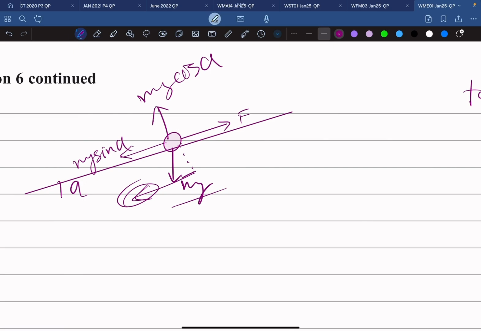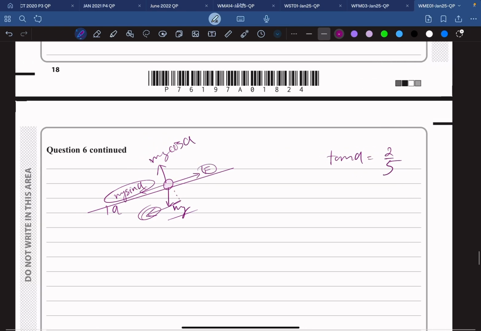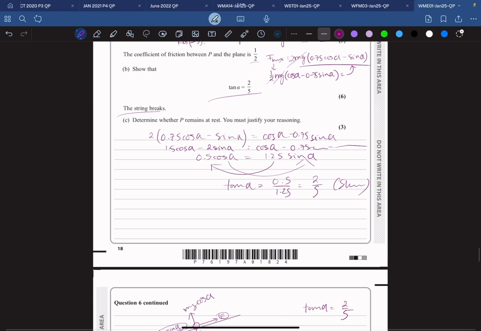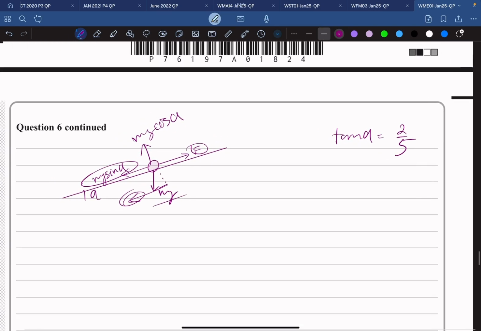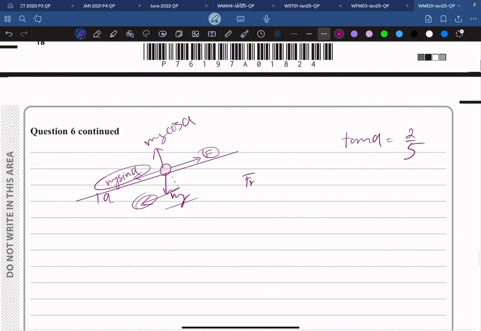So essentially this object will remain at rest if this mg sine alpha is equal to the frictional force, not the F max. It could be equal to F max, in which case it would be on the point of moving down, but it could also be below the maximum friction and still just be at rest. What we can do is find out the maximum friction first.